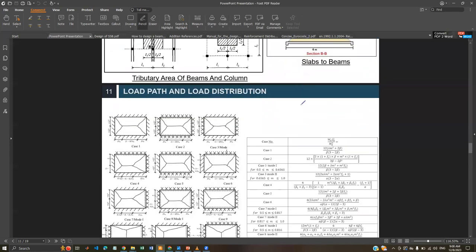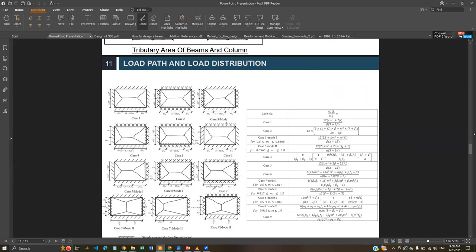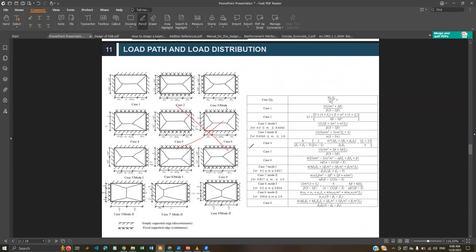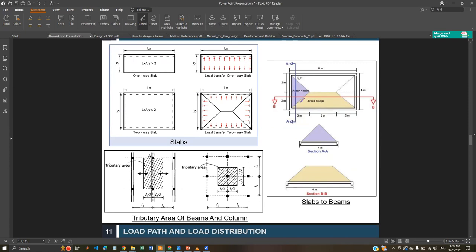If you want to know further about the yield line theory, there are various patterns available. Based on the thickness and the support conditions, the failure pattern of the particular slabs will vary, but we are not going to go into this detail, right? What we are going to assume generally is that the failure line will occur at a 45 degree angle, right? Up to this level we have studied that.